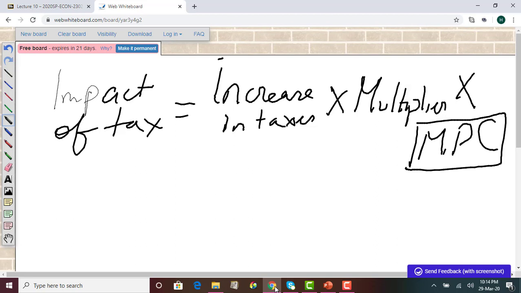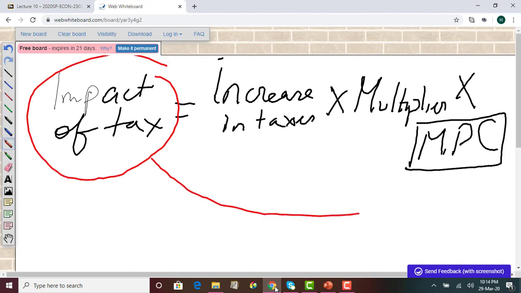Because when we look at the impact of government expenditure, we look at MPS, marginal propensity to save. But when we look at the impact of taxes, we look at MPC. The money that we are using to consume, we pay taxes on that. So that's the formula we need to know in order to calculate the impact of taxes. You might want to take this in your notes, or keep it at your side during your exam, because basically that's how you will calculate the negative impact.